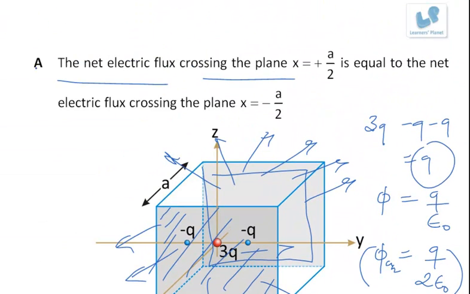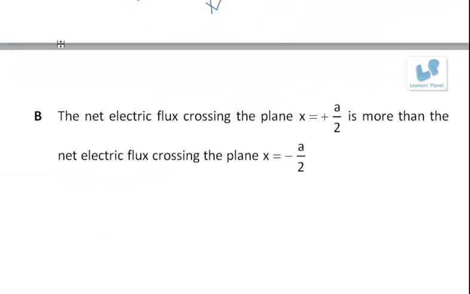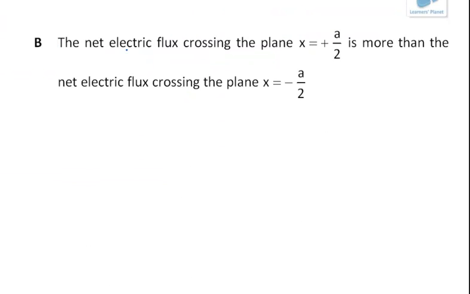Option A is correct. Now let us look at option B. The net electric flux crossing the plane x equal to plus a by 2 is more than the net electric flux crossing the plane x equal to minus a by 2. This is not correct.